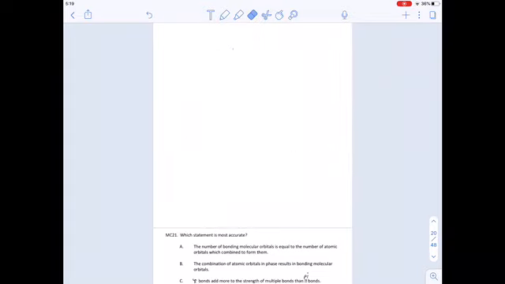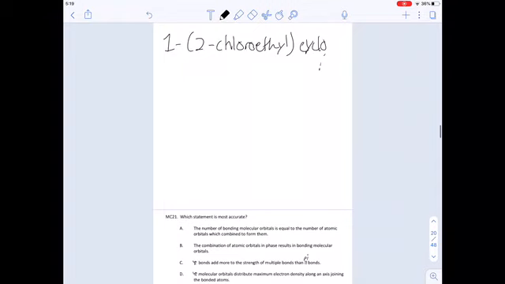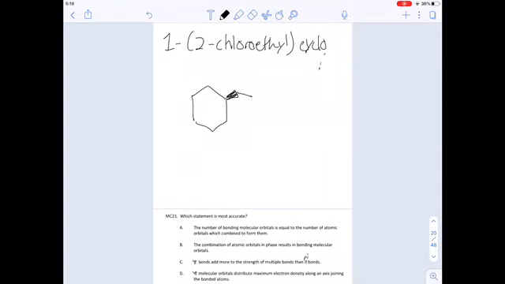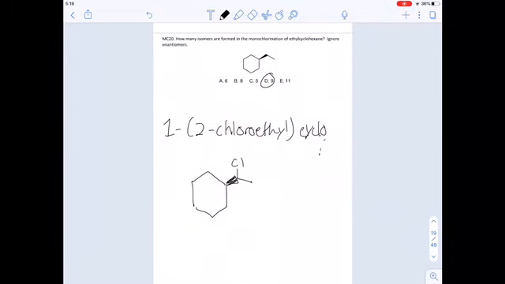And then finally, number 9 is going to be 1,2-chloroethylcyclohexane. Oopsie. And that's going to look like this. Alrighty, and those are the 9 different isomers.